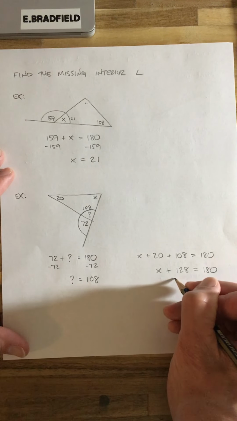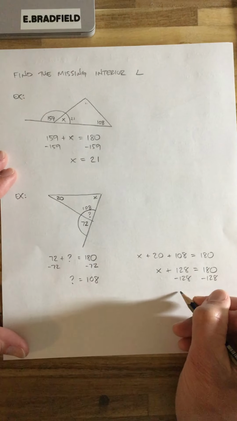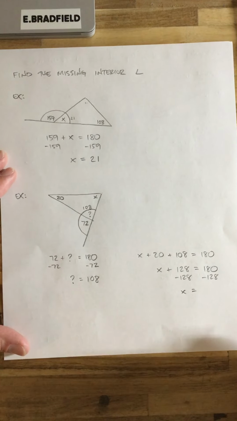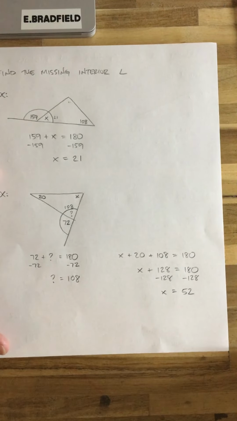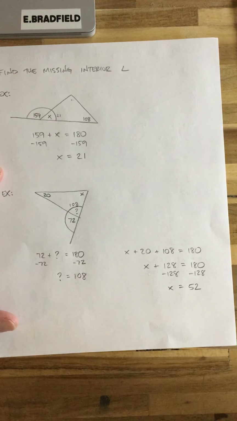All right, subtract 128 from both sides, and x equals, what is that, 52? All right, and we're all done. x equals 52, we found it. So that's all you're doing.